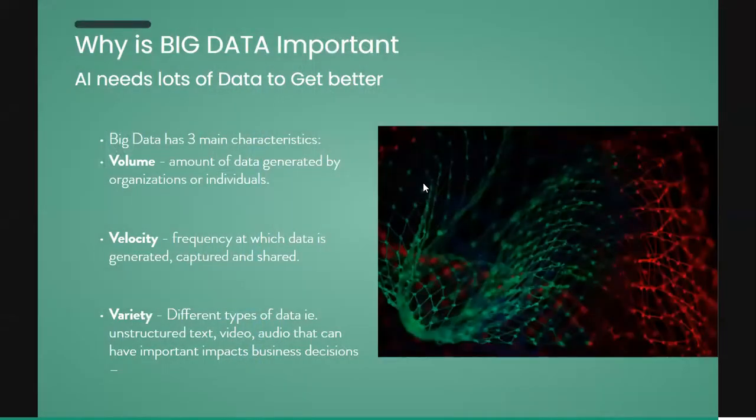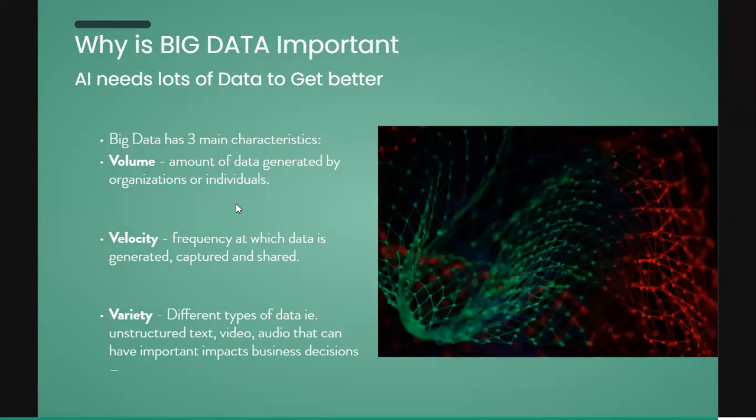So why is big data so important? Big data is important because AI needs lots of data. And how do we identify if something is big data or not? One, lots of volume. The volume is a lot. You're generating, as an individual, lots of data, and as a business, lots of data. So, volume is a lot.